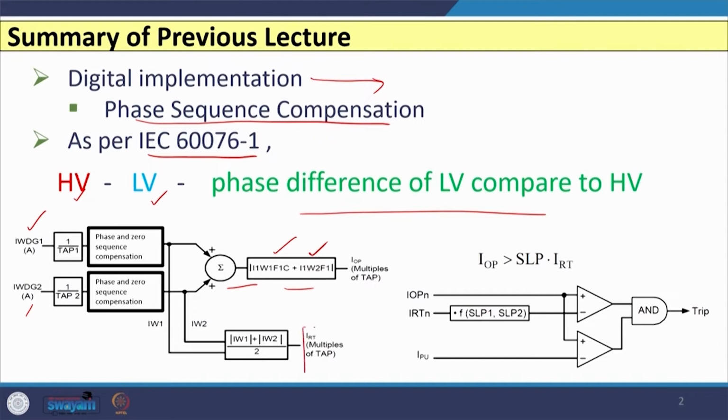Similarly, we can have the value of restraining current by just scalar addition and multiplying with the compensation factor k, in this case 0.5. Then once we have the value of operating current and restraining current, we can use operational amplifiers and an AND gate, and connect them in such a way that when the operating current exceeds the restraining current multiplied with some slope, and second when the operating current exceeds some IPU value, then the tripping command is initiated by the relay and the circuit breakers can be tripped.